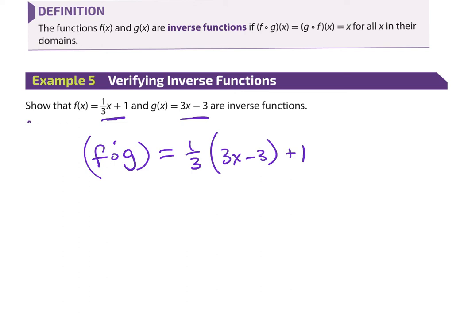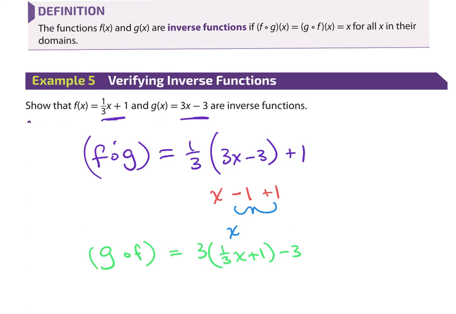Okay? Distribute. 1/3 times 3x, that's just x. 1/3 times negative 3, negative 1, plus 1. Simplify. X. Because they're inverses. If I did it the other way, I would get 3 instead of x, I'll write 1/3 x plus 1, minus 3. Distribute. 3 times 1/3, 3 times 3, and there we go.